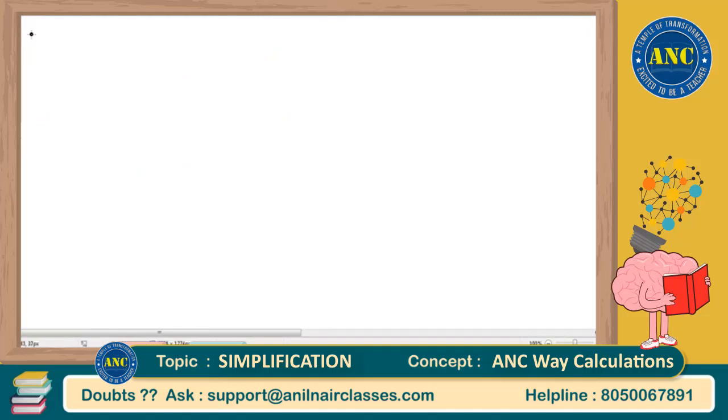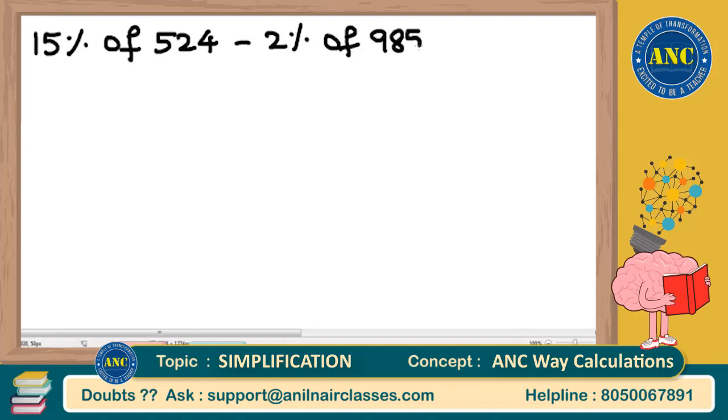See this question again. 15% of 524 minus 2% of 985 plus question mark is equal to 20% of 423. Now listen carefully, everyone. Can I say that I don't like 5 to be on the unit digit? If I have 5 on the unit digit, multiply by 2 and the other number divide by 2, or in other words, this number double it, the other number half it.